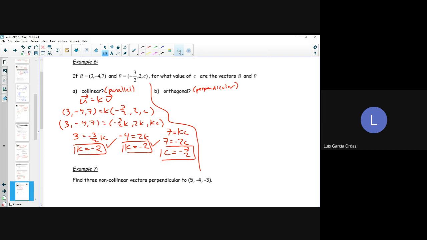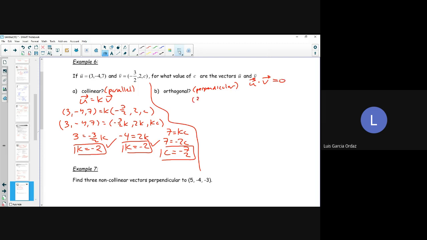Now for my orthogonal or perpendicular property, what property do I need to use to figure out if two vectors are perpendicular to each other? Which dot product property? So if they're perpendicular, what does my dot product give me? Zero. So U dot product V is equal to 0.